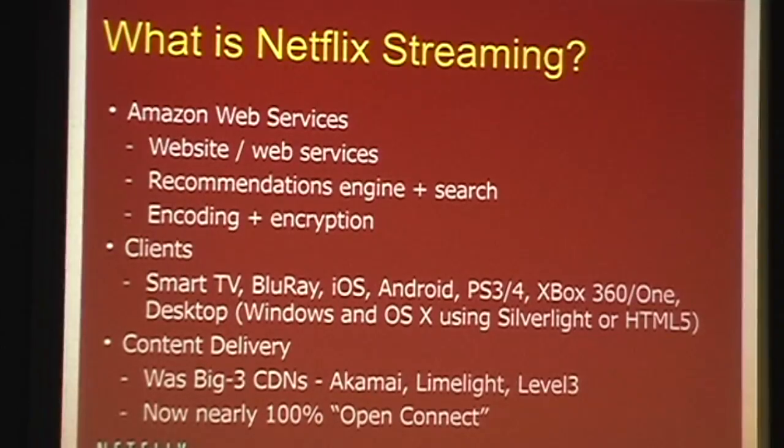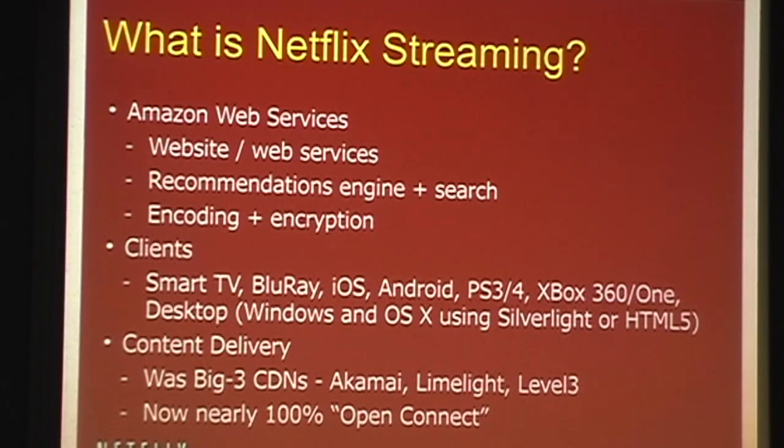So let me talk about Netflix streaming for a little bit. I guess it's made out of three components. There's a bunch of things that run on Amazon Web Services. That includes the Netflix website, the web services that support the interaction between the clients, and the core components, recommendations engine, search, and also the pipeline that's responsible for the encoding and the encryption of the video content.